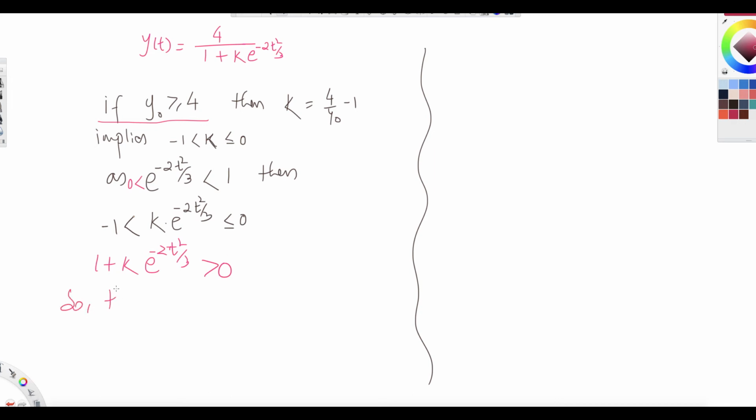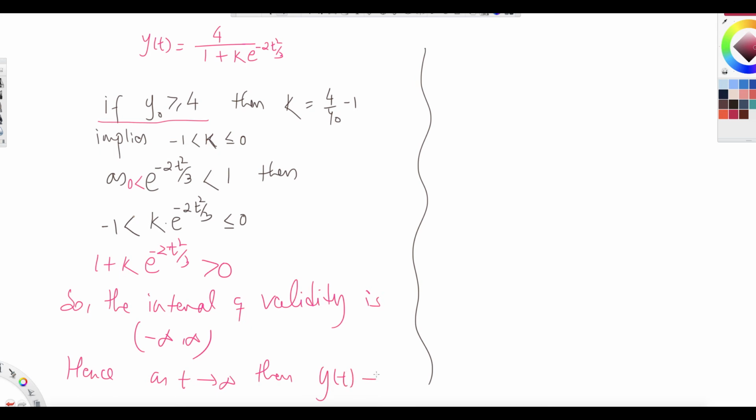Okay. So the interval of validity is negative infinity to infinity. Hence, as t tends to infinity, because t can go from negative infinity to positive infinity, if t tends to negative infinity or positive infinity, this goes to 0 and that one also goes to 0. So 0 times 0, and so 4 over 1 plus 0, that is 4 over 1, that is 4. Then y of t goes to 4. Okay, so the next thing is case 3: if y sub 0 is less than 0, what happens?